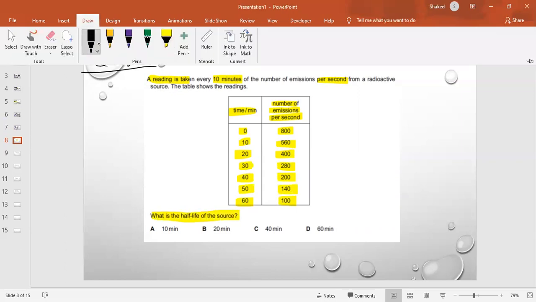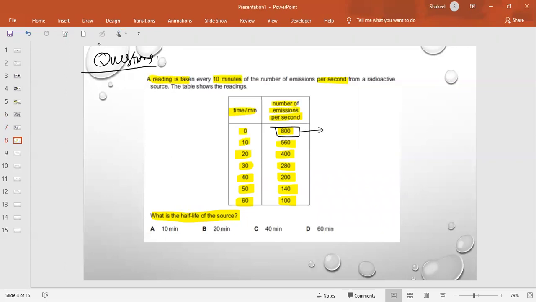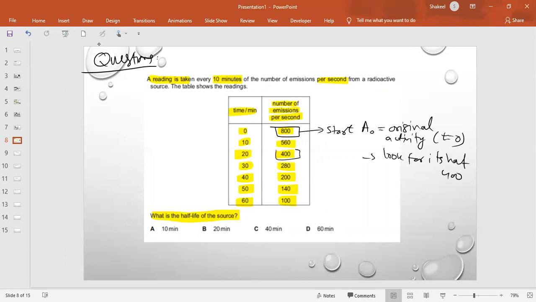Okay, so let's say we start from here. This is the number of emissions per second. This is the original activity rate, which is at the start. Original activity is always at time 0. Now you have to look for its half. So its half is 400.